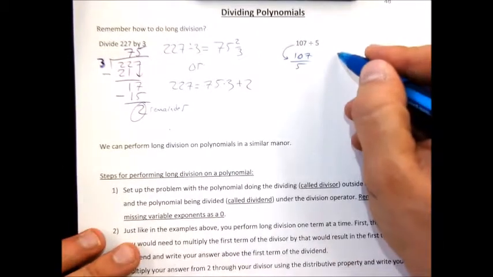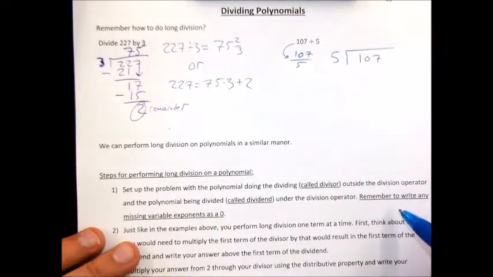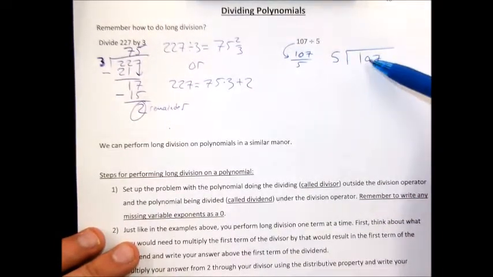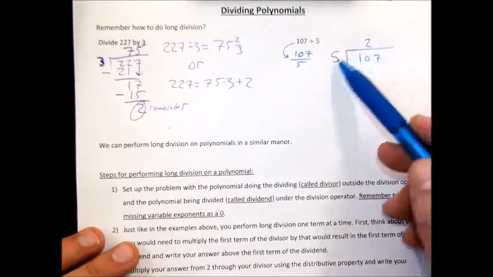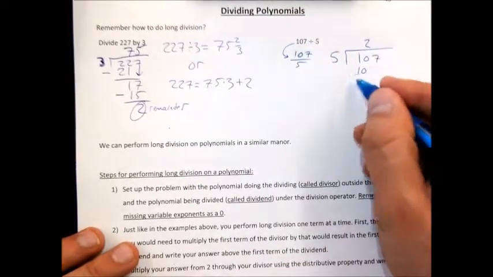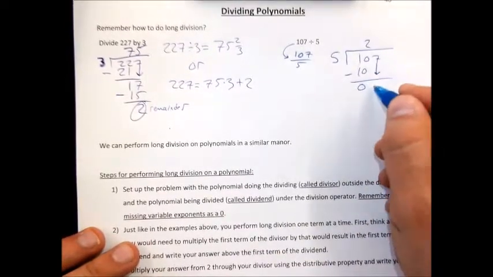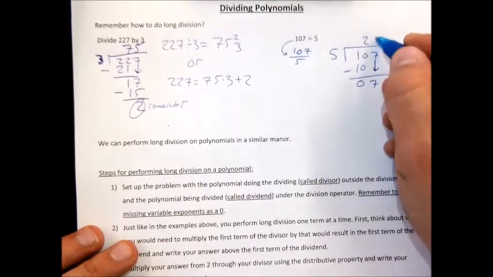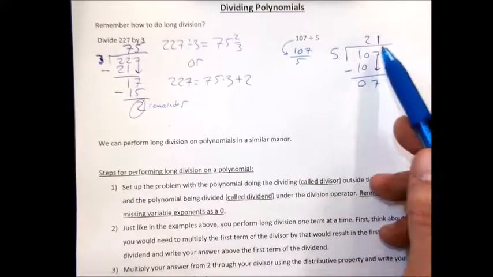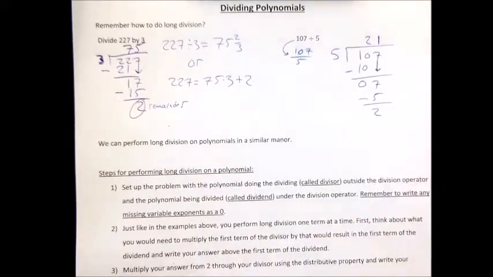And anyway, you can do this one similarly, right? You write the 5 out front, the 107 inside the division sign, and then we say 5 goes into 10 2 times. You multiply the 2 times the 5 to get that 10, and subtract. And then you bring down the 7. And then we say 5 goes into 7 one time. Multiply the 5 and the 1 to get 5. Do the subtraction to get 2. And again, that's our remainder.